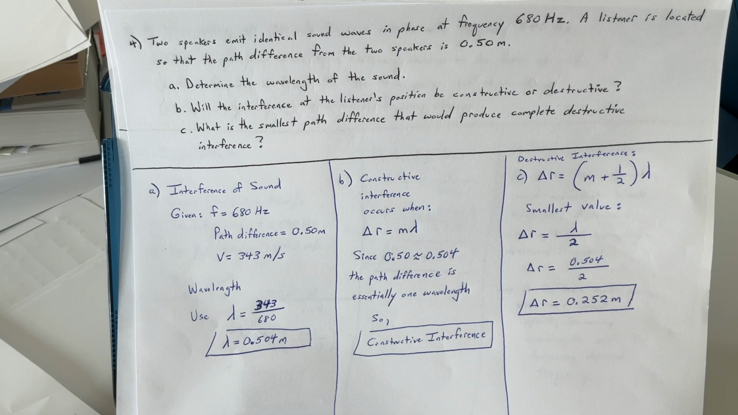So for part C, what is the smallest path difference that would produce complete destructive interference? Destructive interference would be change in r equals the quantity m plus 1/2 times lambda. So the smallest value, the change in r equals lambda over 2. So lambda would be 0.504 meters, that wavelength, divided by 2. So the change in r equals 0.252 meters. Okay, that's all for number 4.